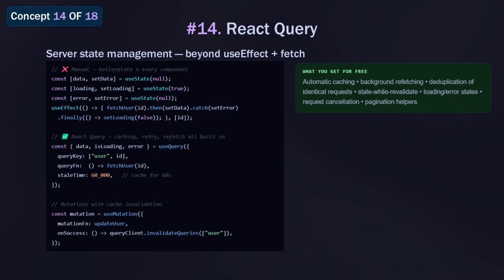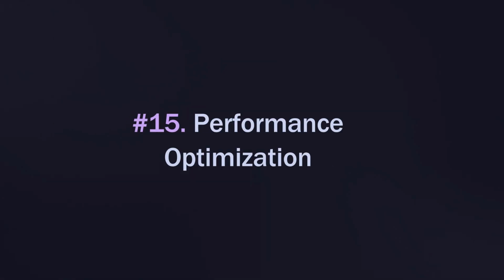useMutation handles create, update, and delete operations and integrates cleanly with query invalidation, so your UI stays in sync after mutations. The mental model shift: stop thinking about fetching as a side effect and start thinking about it as synchronizing with a remote data source. React Query manages that synchronization for you.